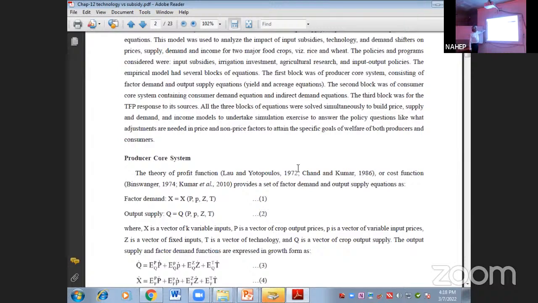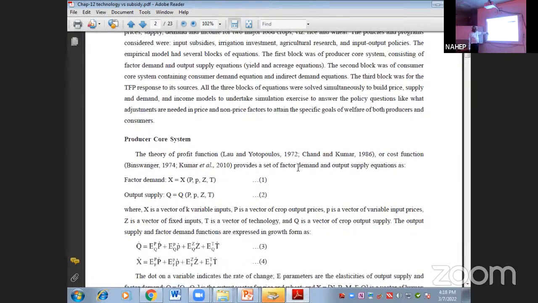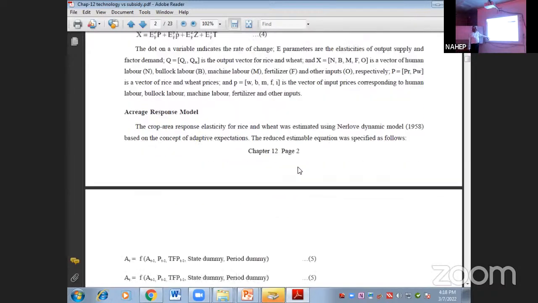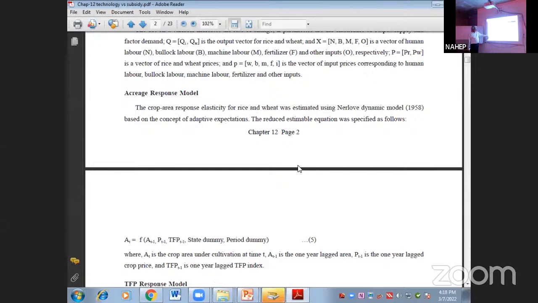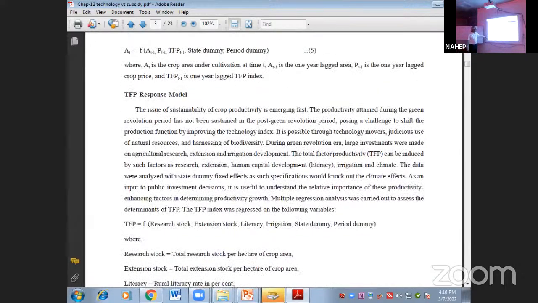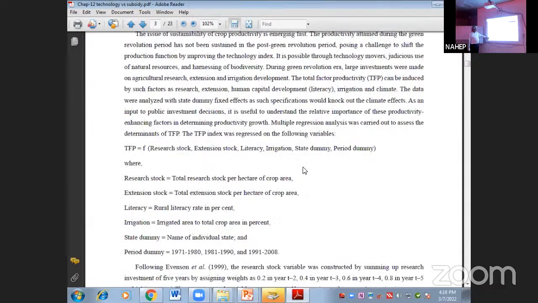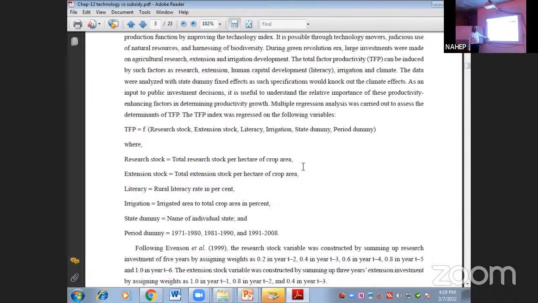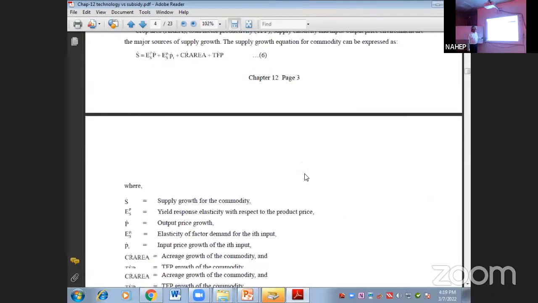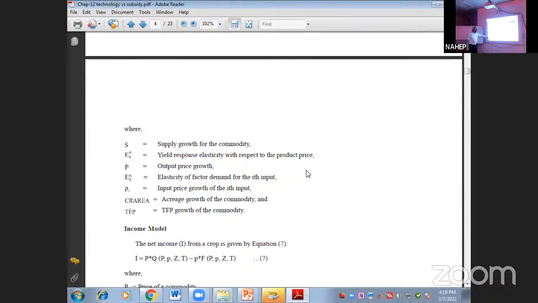Okay, this is the same thing: you are finding the producer code system, which I explained. You have the acreage response model. You have the TFP response model. Then you integrate all of them, and then you get the supply growth model. Then you have the income model. So far, you do not have the income model.